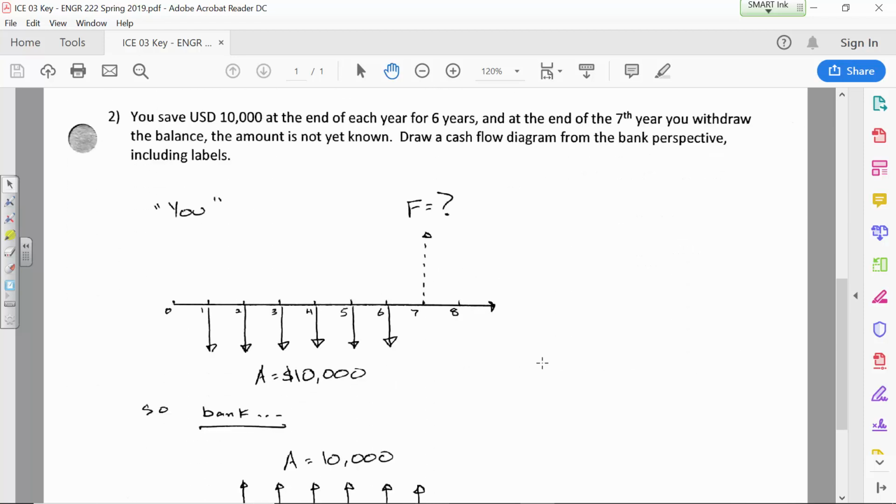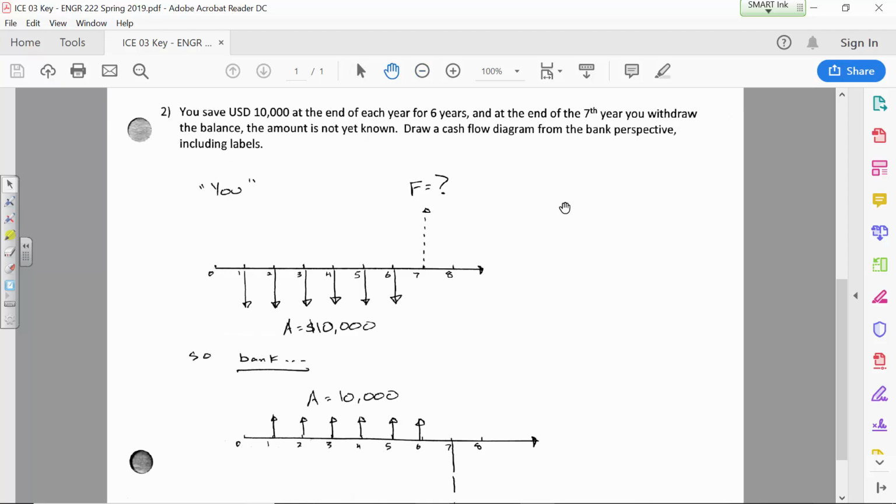Okay, let's look at problem 2. Now, this one could be a trick question if you don't catch that it says, draw a cash flow diagram from the bank perspective. So I started off by drawing it from my perspective, and then the bank's perspective is going to be the inverse of that, or the mirror image. So you will save $10,000 at the end of each year. That means you're making a deposit. And I know the word save can be confusing because I've just a few minutes ago talked about if you're saving money because you got a more efficient furnace. This isn't that kind of save. This kind of save is you're making a deposit in the bank. So that's an outflow.